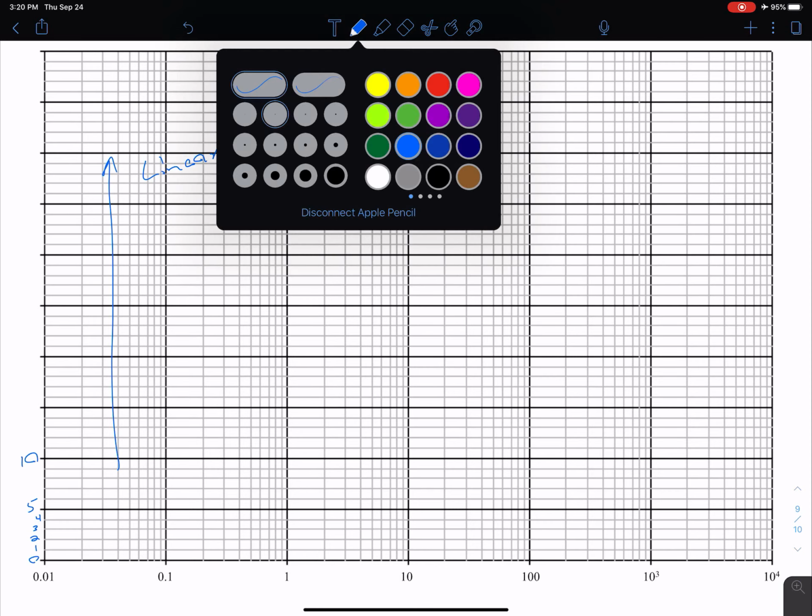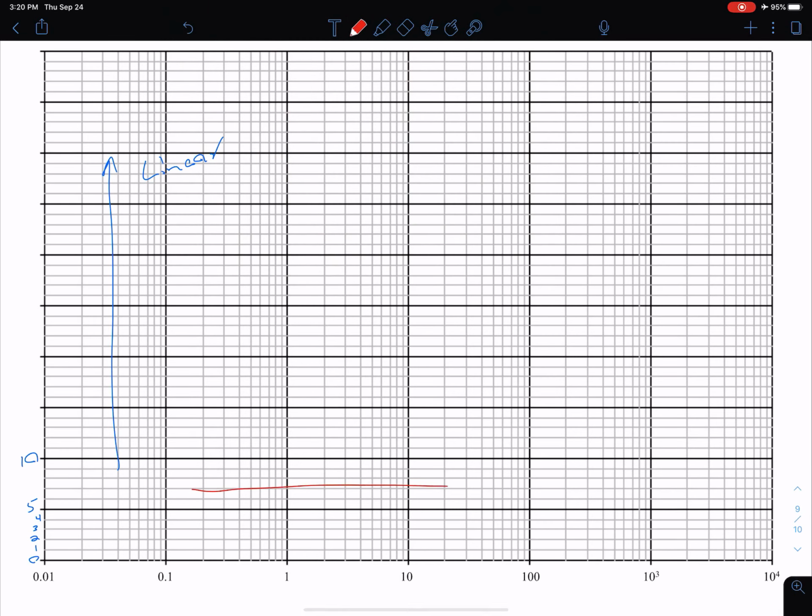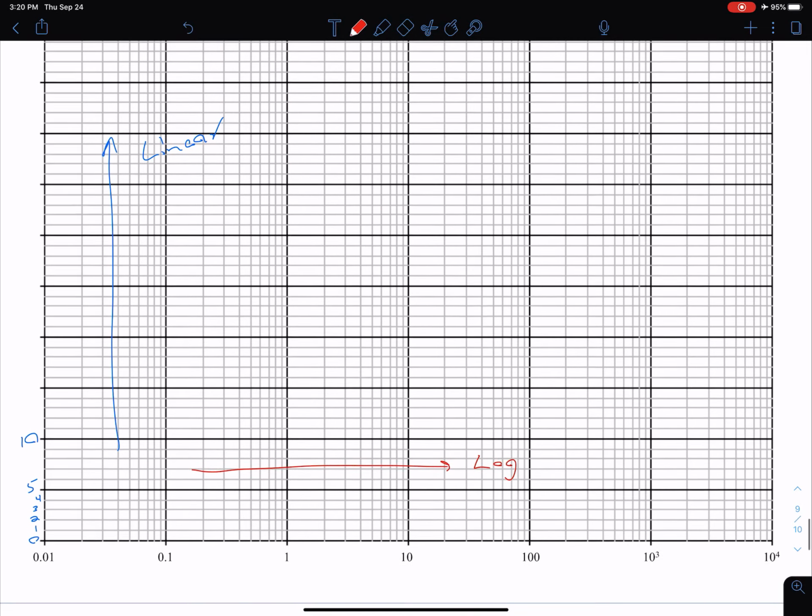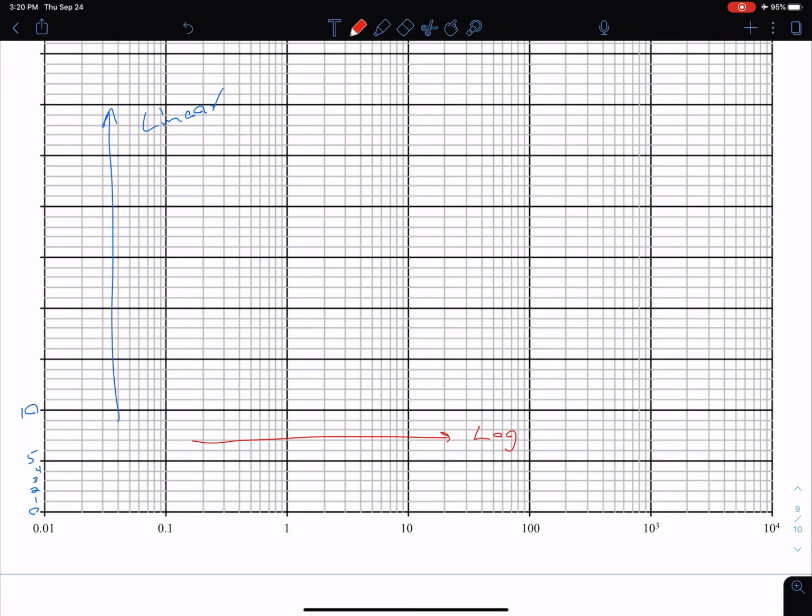Now down here on the bottom, we have our log scale. We notice that as we go through these large black bars, we are jumping by an order of magnitude. So we're going from 0.01 to 0.1, 0.1 to 1, 1 to 10, 10 to 100. So we're multiplying by 10 for each jump. From here to here is times 10.